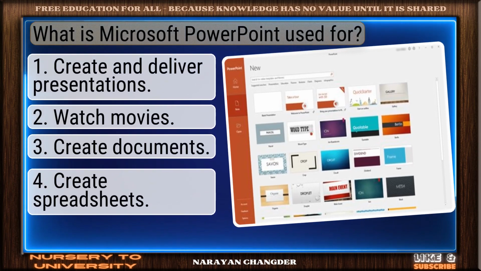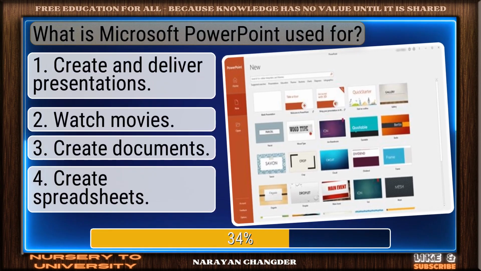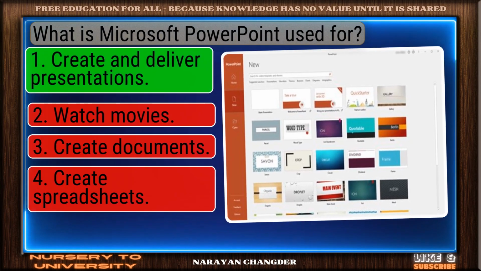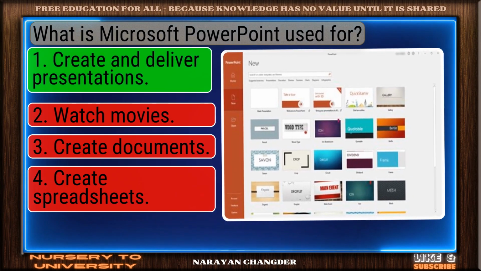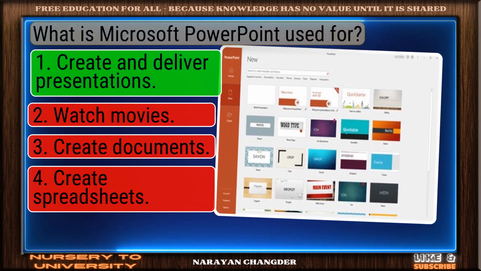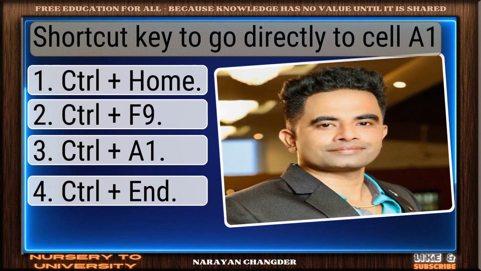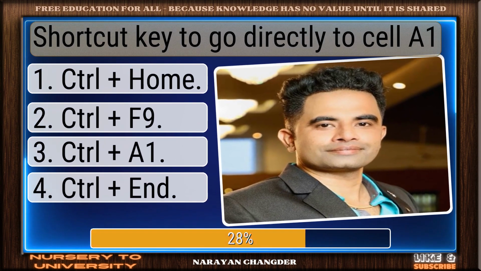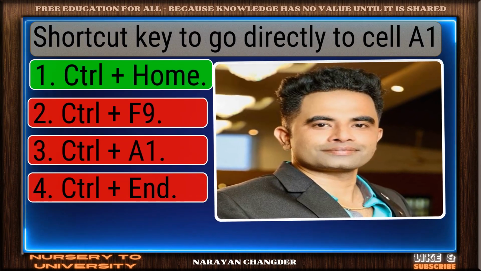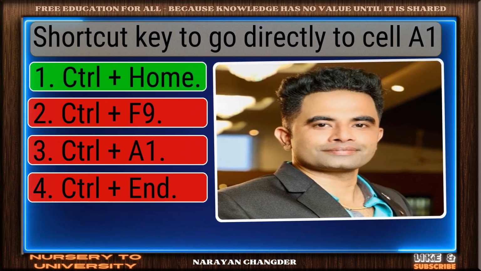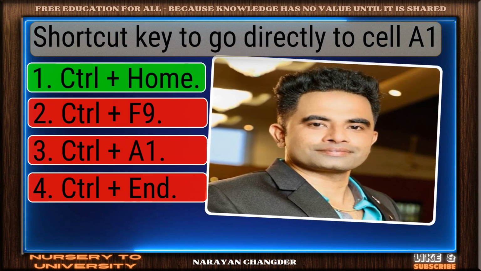What is Microsoft PowerPoint used for? Right choice. Create and deliver presentations is the best answer. Shortcut key to go directly to cell A1. Well done. Control plus Home is the right choice.